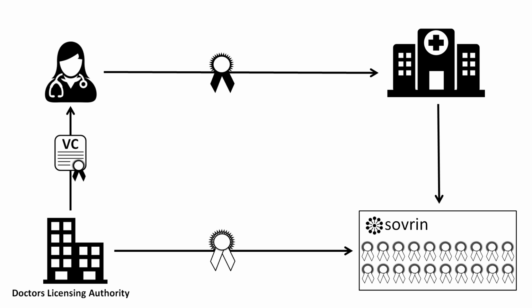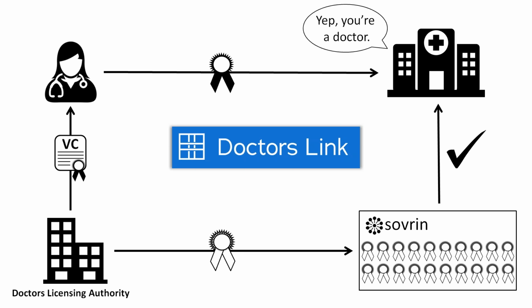And the cool thing is, remember, none of her private information is on the Sovereign ledger, not even in encrypted form, not even in hash form. None of it is on the ledger, just a proof. The hospital can check the proof and now verify, hey, guess what, now I know you're a doctor. And this is called Doctors Link, and this is the thing we're working on for all the doctors in the United Kingdom.